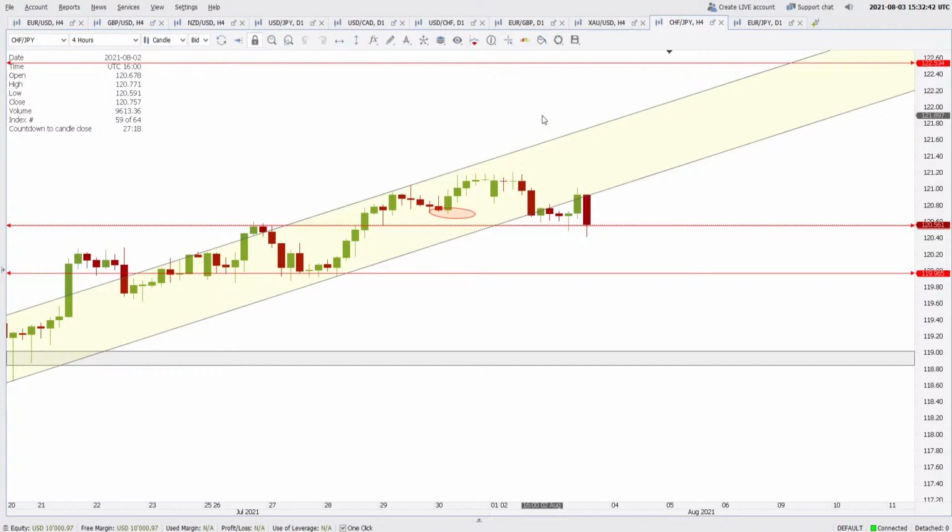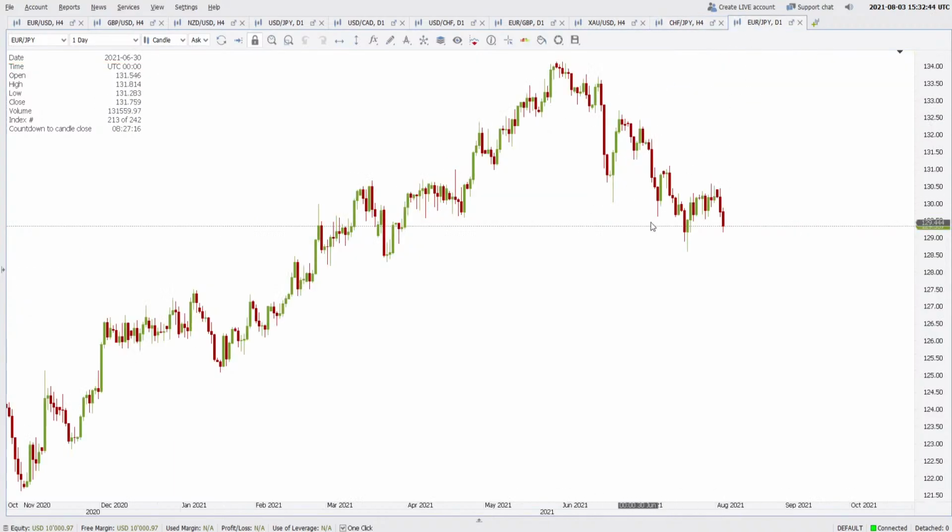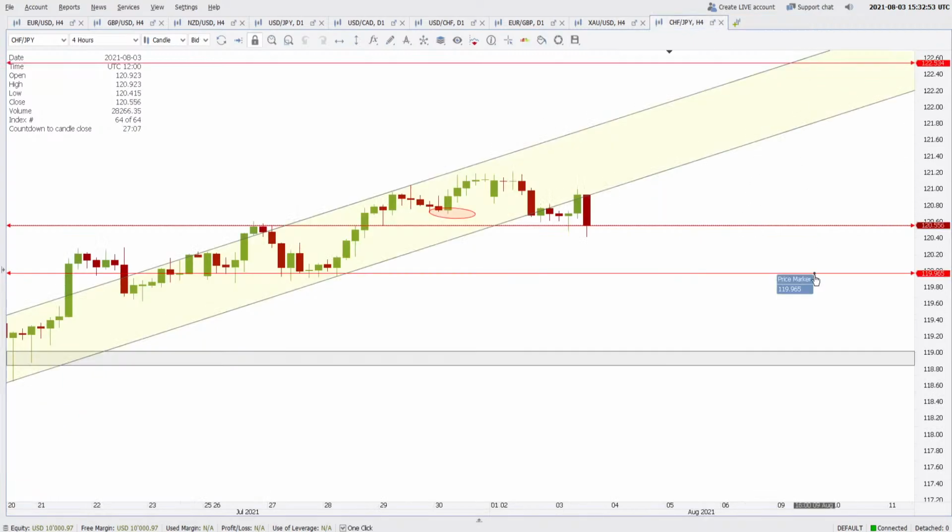Okay, so this is all about this. And Euro JPY, I have already told you that it is in a sell mode, because Euro is the weakest currency that we have discussed and Yen is the strongest currency that we have discussed. So I am stopping it here.